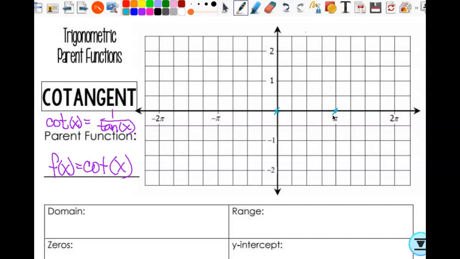At pi halves, I have an asymptote. And again, do that lightly because we're going to have other asymptotes, and I don't want you to get confused with what's the graph and what's not. Halfway between these two, we went up 1, and halfway between these two, we went down 1. So this is basically what the parent function looked like, the little sketch that we did to graph it. Okay.